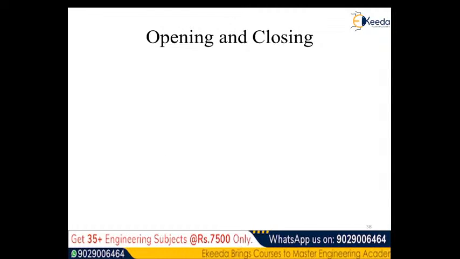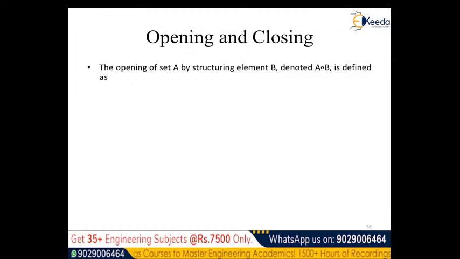The definitions from the set theory background for the opening and the closing operation I can give you. So the opening of set A by the structuring element capital B in general can be denoted by the symbol A circle B, a symbol of circle in between the two letters capital A and capital B, and here is the definition of opening. So this is A opened by the structuring element B.